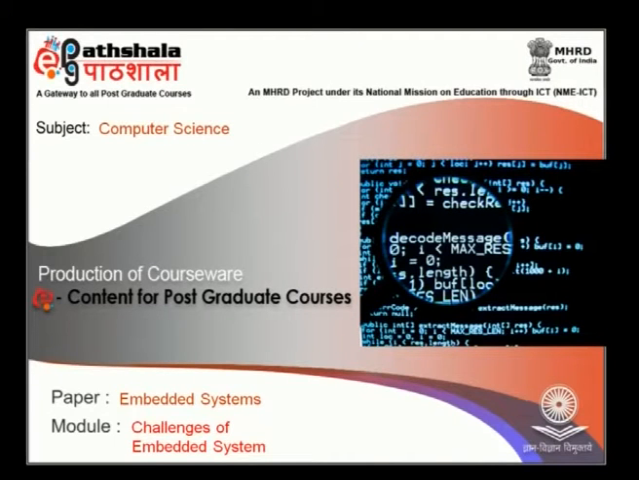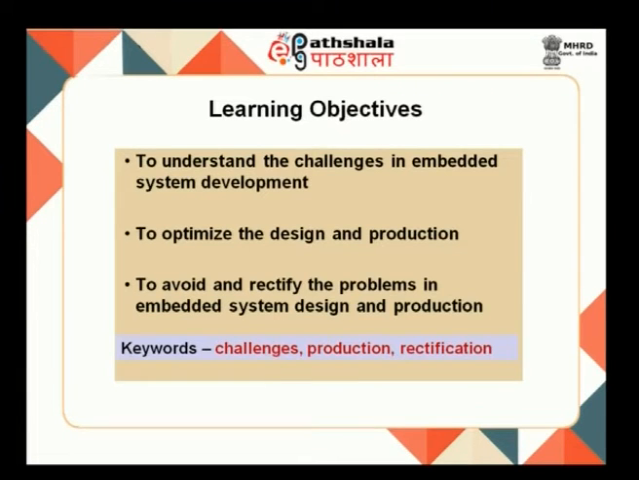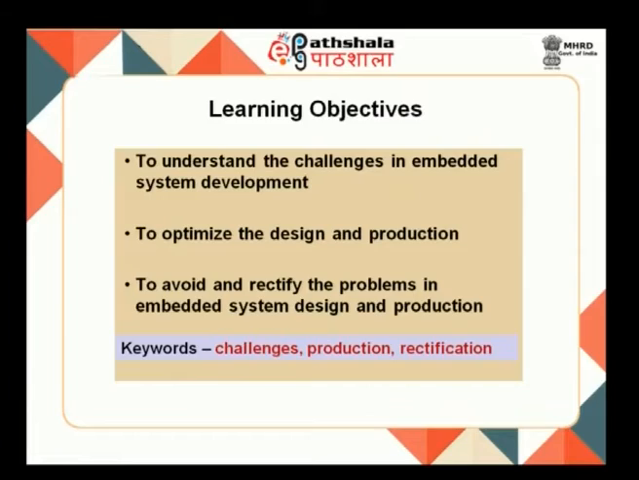Today we will be talking about challenges of embedded systems. When you are looking at challenges of embedded systems, we will be covering embedded system development and what challenges we will be facing during the development and design, as well as how to optimize the design and production, and how we will be avoiding the problems as well as rectifying the problems in embedded system design and production. So, these are the major objectives we will be covering in this lecture.